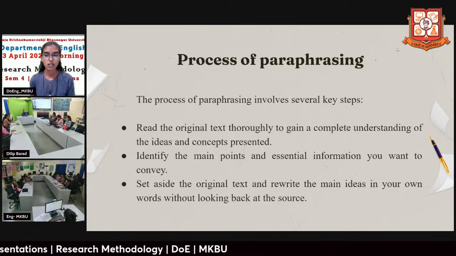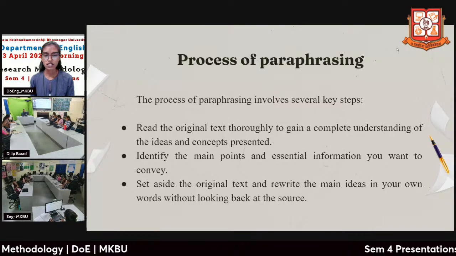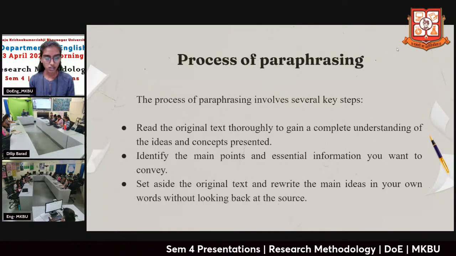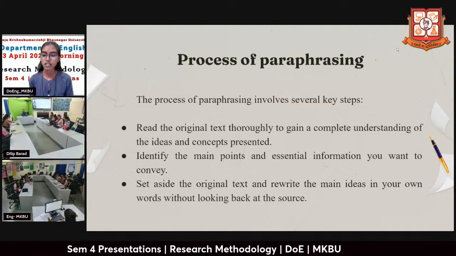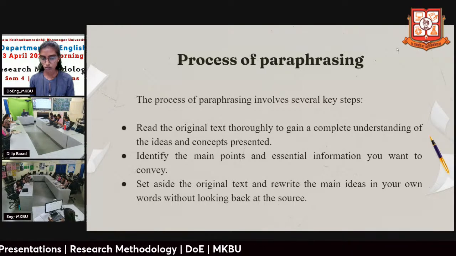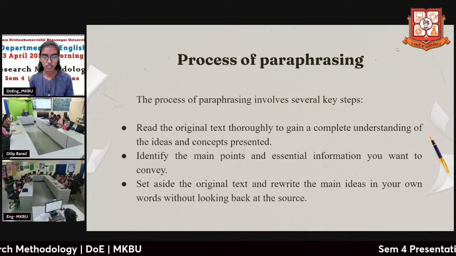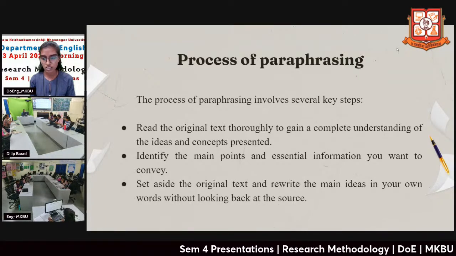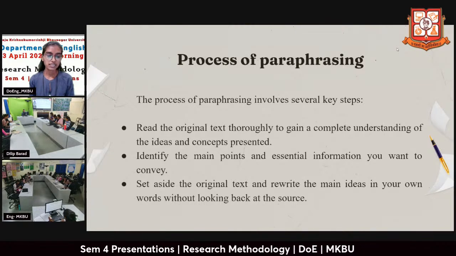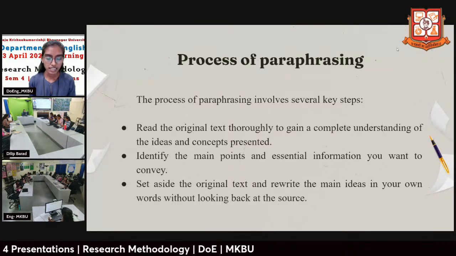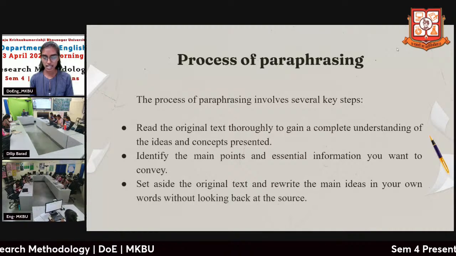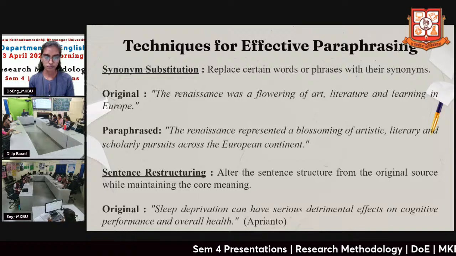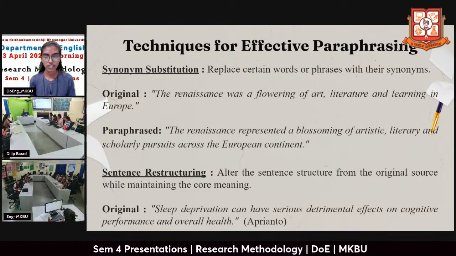Process of paraphrasing. The process of paraphrasing involves several key steps. Read the original text thoroughly to gain a complete understanding of the ideas and concepts presented. Then identify the main points and essential information you want to convey. Then set aside the original text and rewrite the main ideas in your own words without looking back at the source.